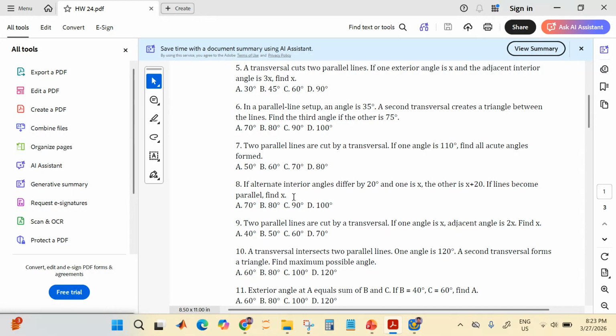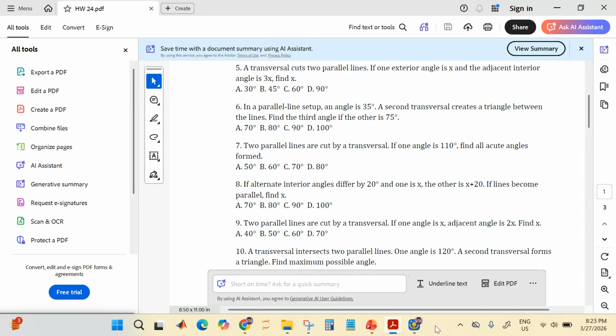If alternate interior angles differ by 20 degrees and one is x and the other is x plus 20, then if the lines become parallel, find x. It is basically very easy math. First you have to draw it, understand whatever angles are given, and find the other angles it is asking for. So if alternate interior angles differ by 20 degrees, find the alternate interior angles.